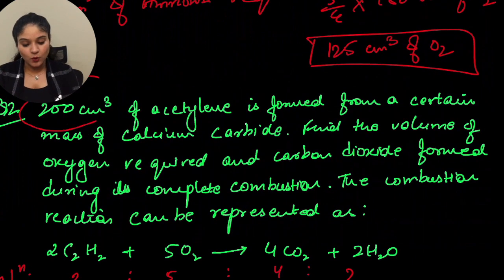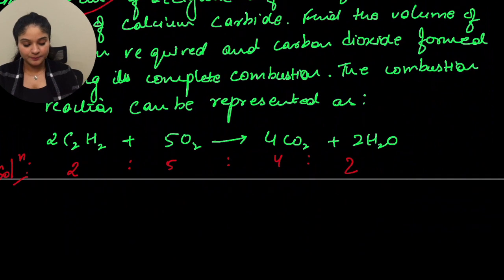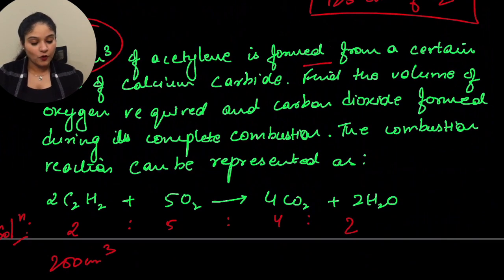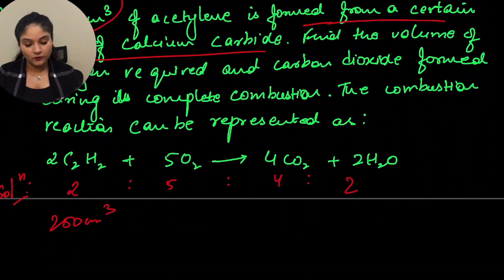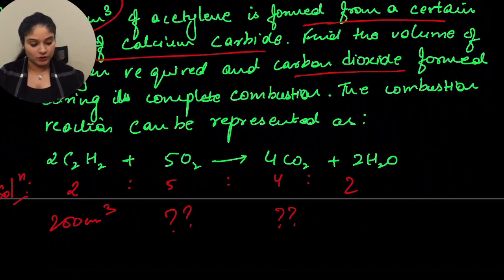They are saying 200 centimeter cubes of acetylene. So 200 centimeter cube of acetylene is formed from a certain mass of calcium carbide. Find the volume of oxygen required. So you are looking for this. And carbon dioxide formed. You're also looking for this. During its complete combustion. The combustion reaction can be represented as this.